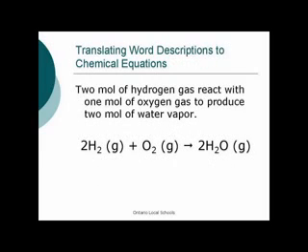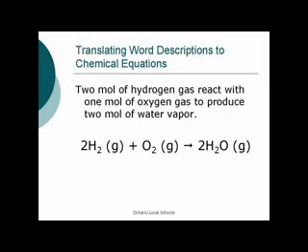Here we want to translate a word description of a chemical reaction into a chemical equation. So we have 2 moles of hydrogen gas reacting with 1 mole of oxygen gas to produce 2 moles of water vapor. The 2 with the hydrogen gas represents the coefficient, which we'll eventually look into as mole ratios in balanced equations, but for right now it's a coefficient of 2.